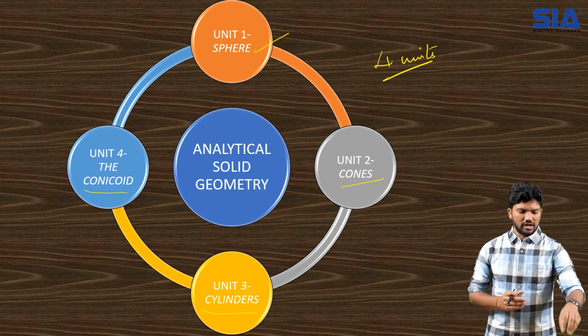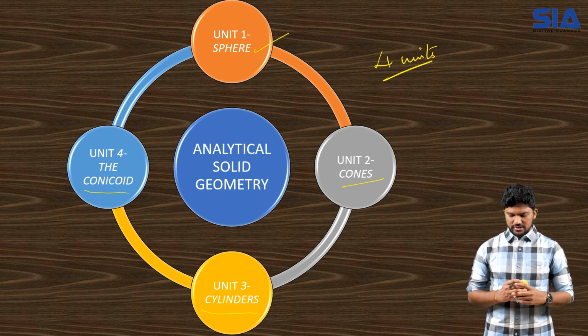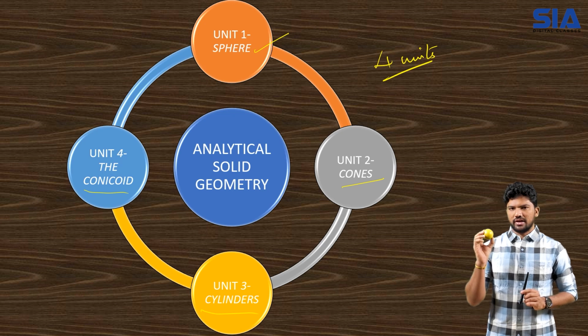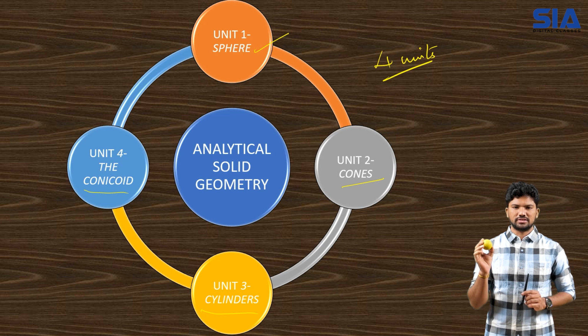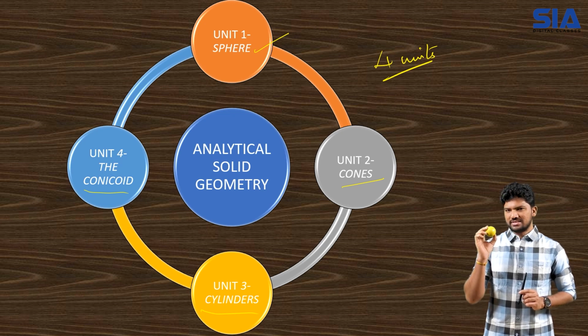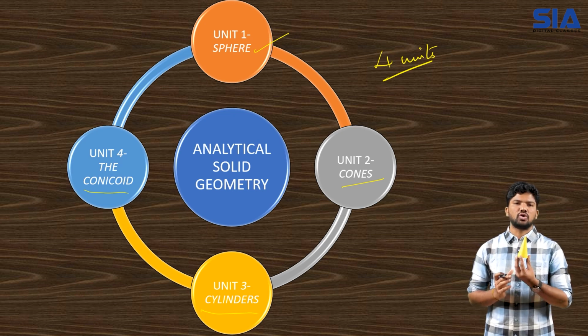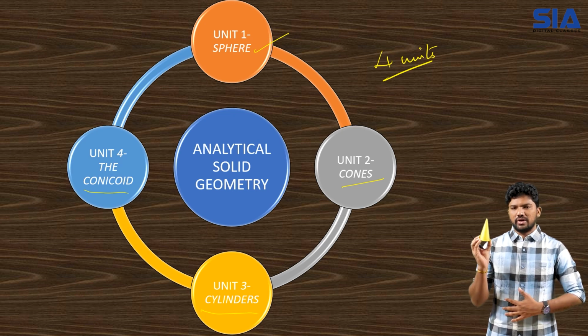Now you can see this is a sphere, looking like a cricket ball. So cricket ball, tennis ball, football, these are all circular shapes. The second unit is cones. So in the second unit we are going to discuss cones.